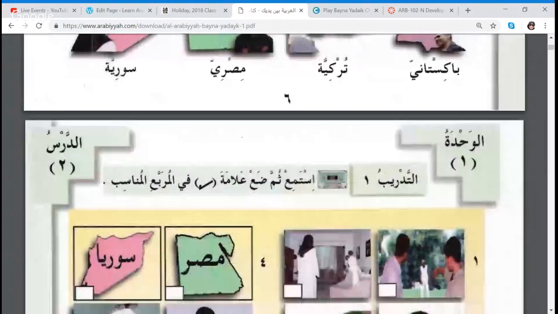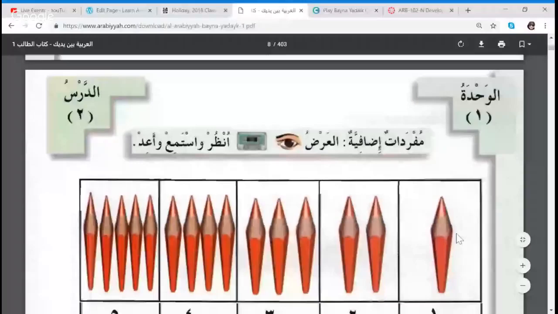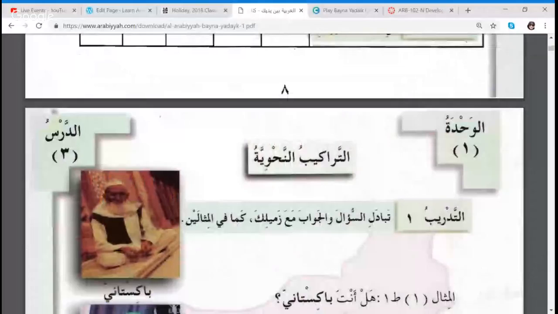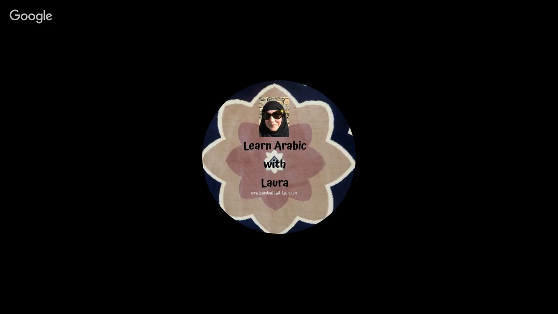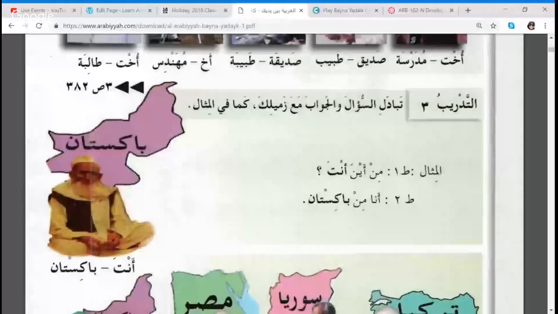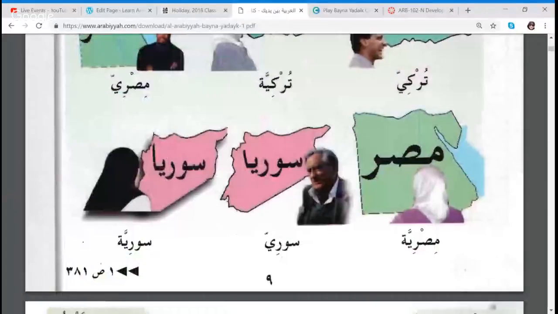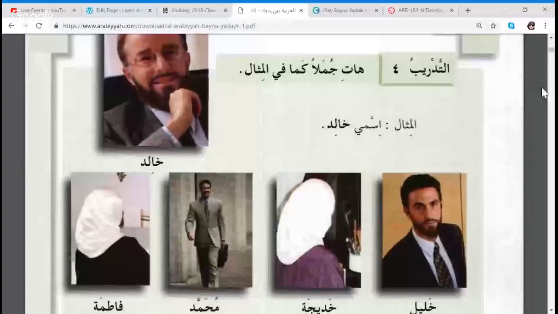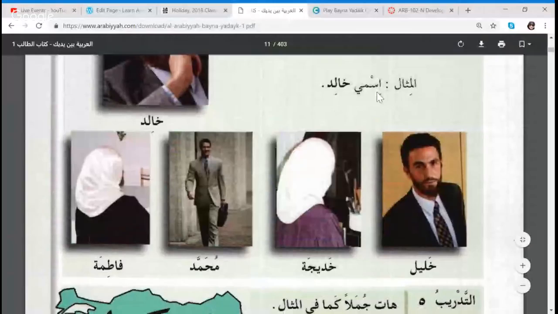Okay, can you count from 1 to 5 for me? Wahid, ithnan, thalatha, arba'a, khamsa. Perfect. Okay, we'll start here. And this is a pretty simple one. If you look at the example, ismi Khalid. Ismi Khalid, my name is Khalid. You just want to take the name out of each picture and say my name is and that person. So start with this one, Khalil.